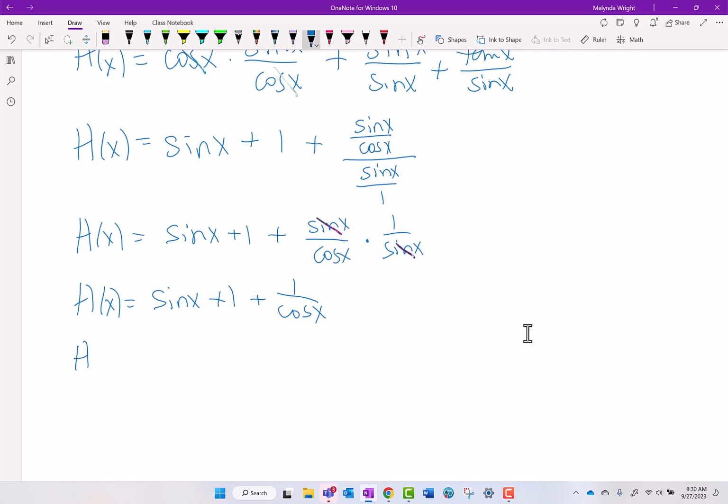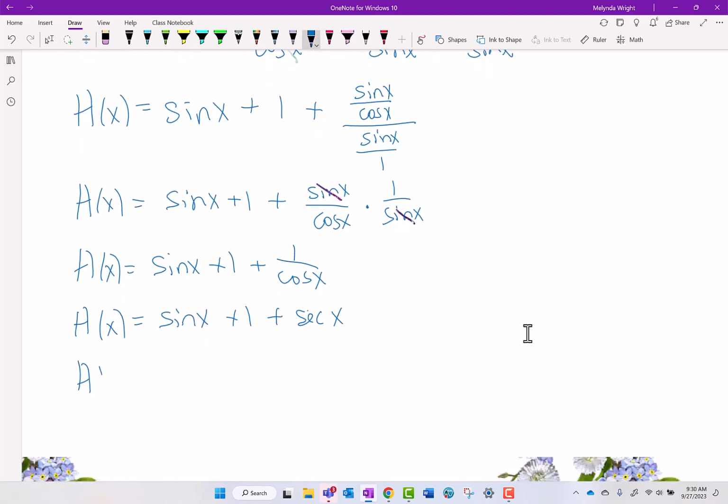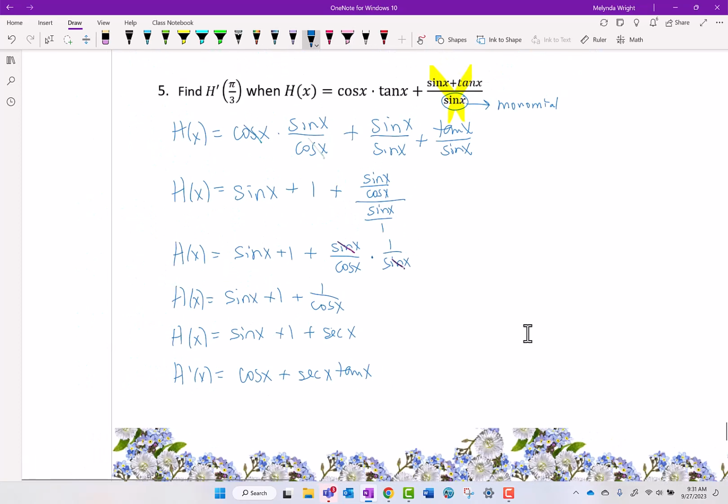So finally, now that was a lot of rewriting, but I promise you, the time that we spent rewriting is well worth the time that it would have taken us to do that derivative. Okay, so good. This is going to be much easier. So now h prime of x is, the derivative of sine is cosine. Do we remember the derivative of 1? 0. The derivative of secant is secant tangent. Wonderful.